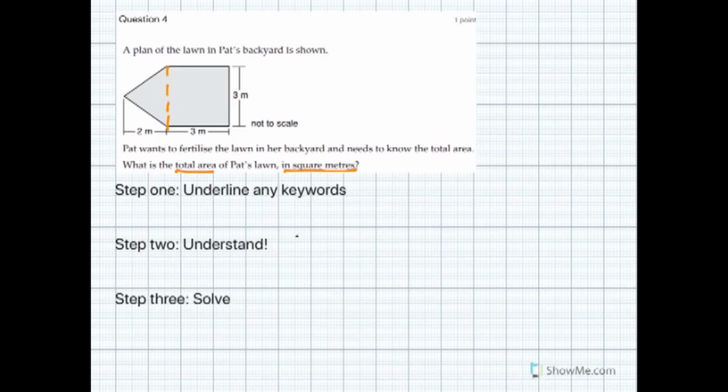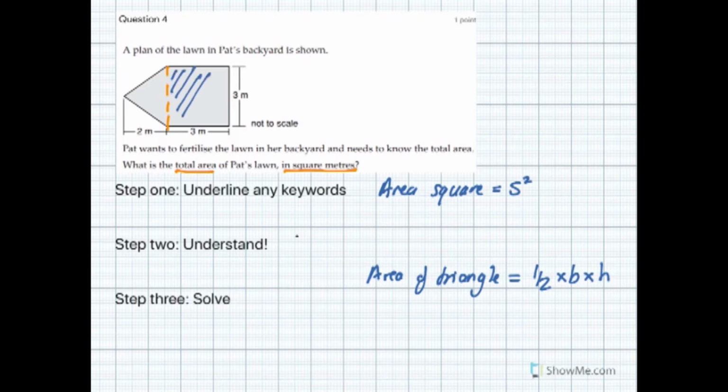Step 3 is to solve. First, we need to understand the area of a square is given to us through this formula. And the area of a triangle is given to us through half times the base times the height. So if we have a look at the diagram of the lawn, we can work out the area by doing 3 squared, which is equal to 9 meters squared.